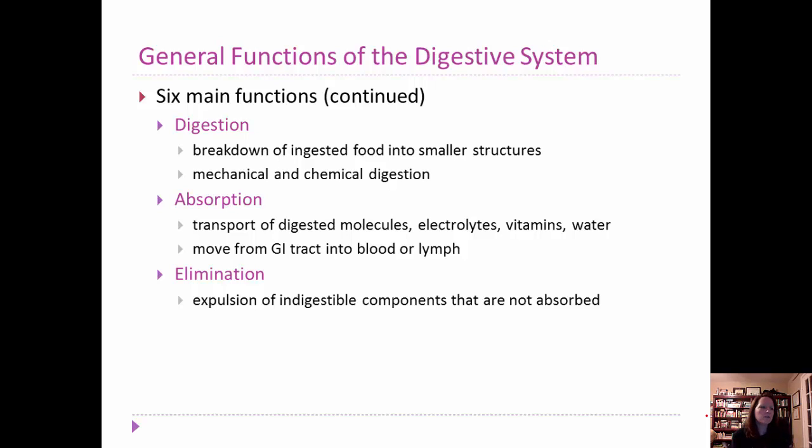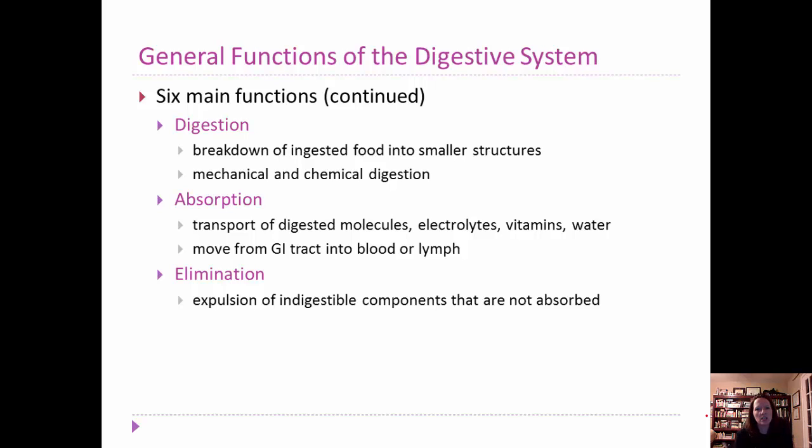So the overall definition of digestion is the breakdown of ingested food into smaller structures. But we have two different types: mechanical and chemical digestion. Mechanical digestion is where we use different anatomical structures to go in and break down big pieces of food into smaller pieces of food. But we're not chemically changing the structure, we are just physically changing it. So this is like chewing. Whenever we chew, we mechanically digest our food.